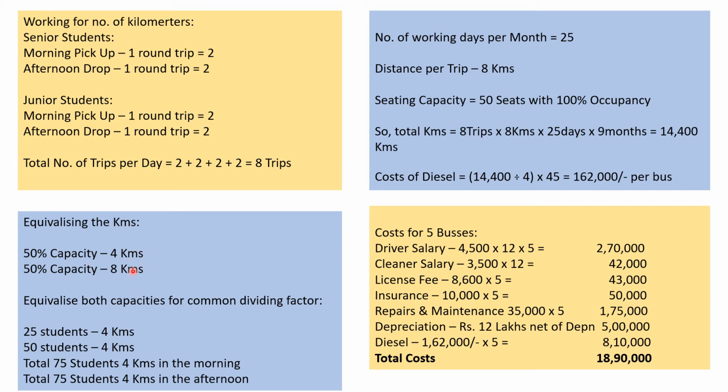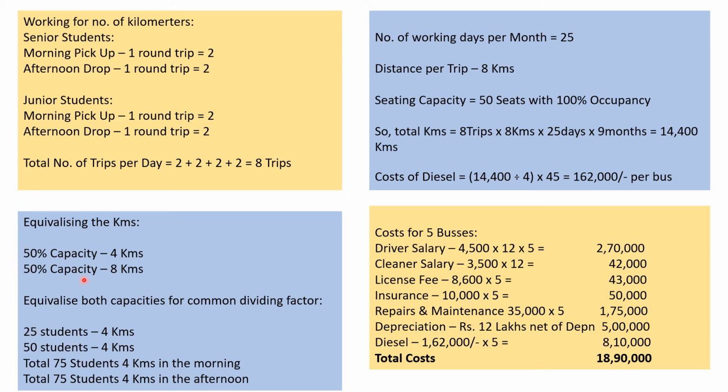So I equalize both, because only then can we have a common dividing factor to calculate per passenger kilometer. That is more important. In every problem, we have to calculate distance traveled and passenger kilometers or ton kilometers. It should be a common factor. Then only, depending upon the distance traveled, if we multiply with the cost, can the respective price be identified.